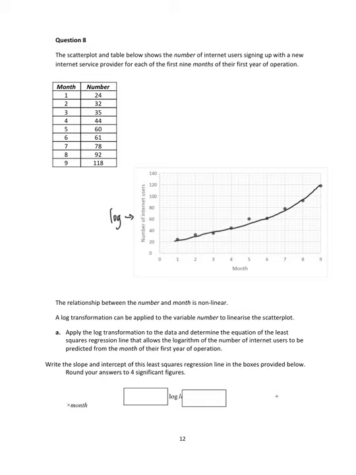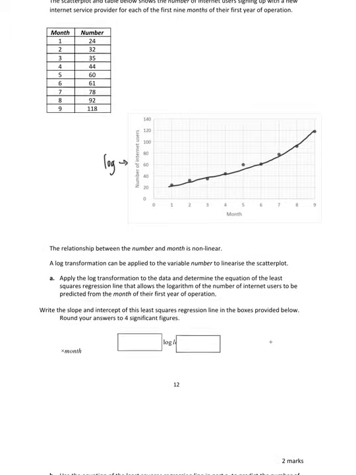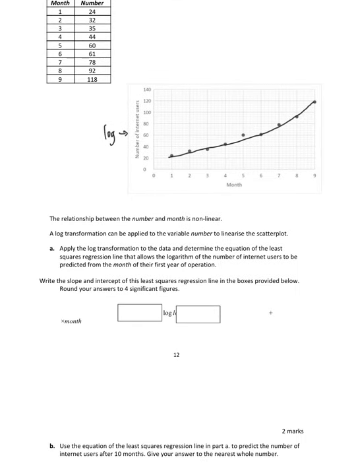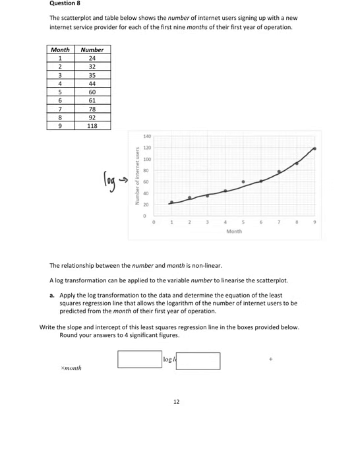and determine the equation of the least squares regression line that allows the logarithm of the number of internet users to be predicted from the month of their first year of operation. Write the slope and intercept of the least squares regression line. The boxes provided below, write answers to 4 significant figures. So what we're going to do, guys, is put this information into our CAS.